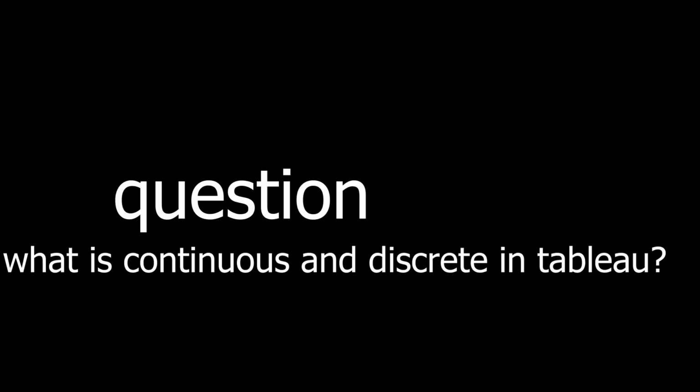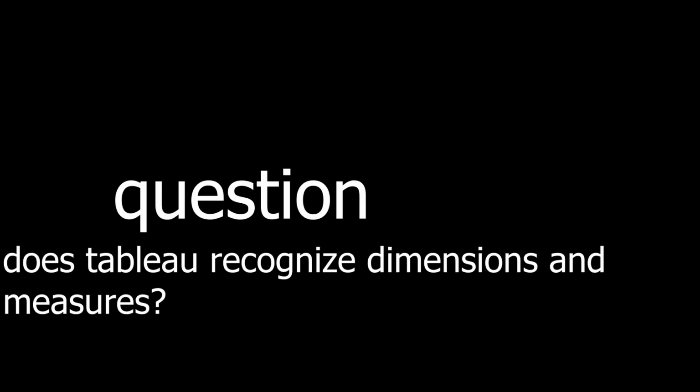What is continuous and discrete in Tableau? Tableau represents data differently in the view, depending on whether the field is discrete, which is blue, or continuous, which is green. Continuous and discrete are mathematical terms. Continuous means forming an unbroken whole without interruption. Discrete means individually separate and distinct. Does Tableau recognize dimensions and measures? Whenever you connect to a new data source, Tableau Desktop automatically will try to understand and determine whether your column is either a dimension or a measure.